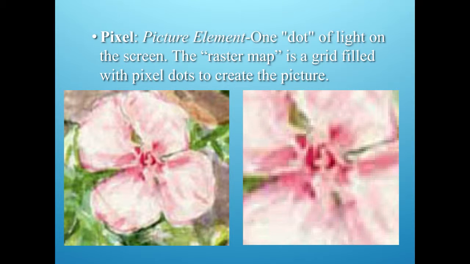A picture element, a pixel, is one dot of light on the screen. The raster map is a grid filled with pixel dots to create the picture. So you can see on the right, you can see all the squares where the little dots have been enlarged. You can see the edges of the colored dots.